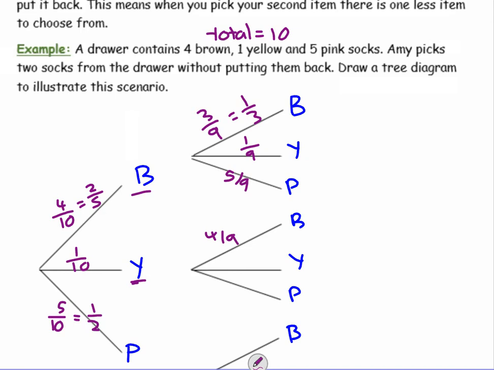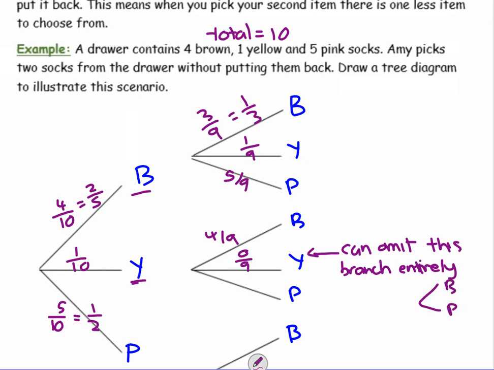So because there's only 1 yellow sock, there's a 0 in 9 chance of it being yellow. You can also omit this. Sometimes on your tree diagrams you might either just write 0 out of 9 for yellow, or you can omit this branch entirely, meaning that you would just have brown and pink instead. But I'll just leave it there with 0 over 9 for now.